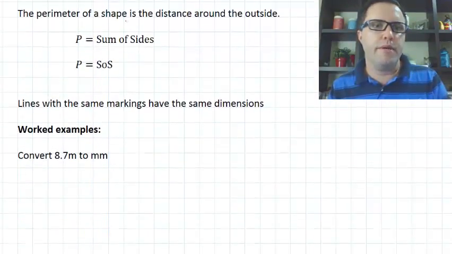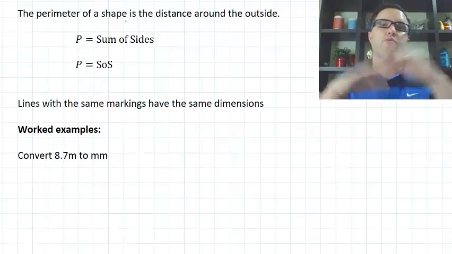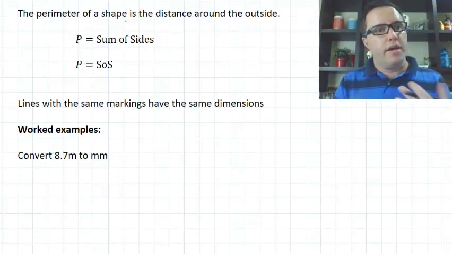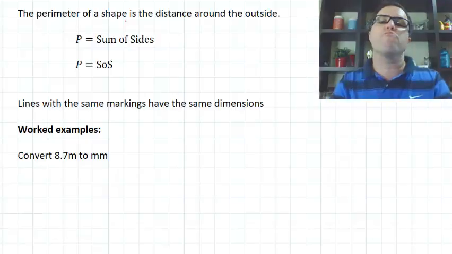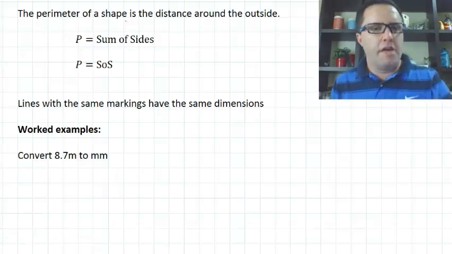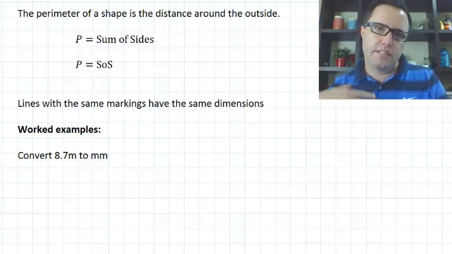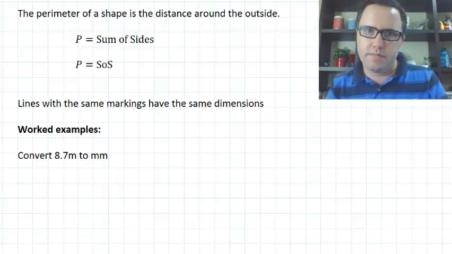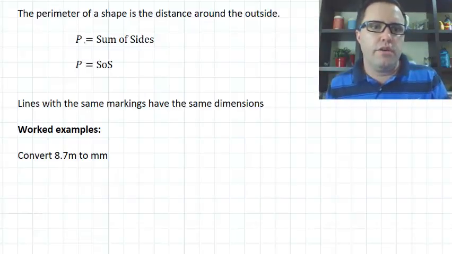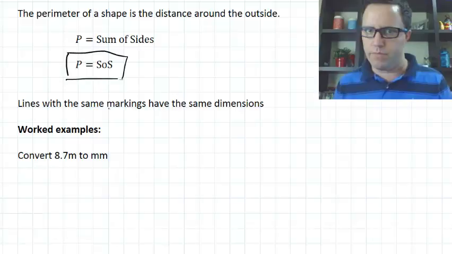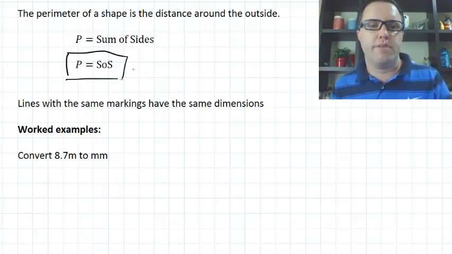All right, so the perimeter of some shape is the distance around the outside. Peri is the Greek prefix for around, and meter is the measurement, so it's the around measurement of some shape. In this unit, because we're going to be using formulas, you need to state the formula before you start. You can write P for perimeter equals sum of sides if you want, but I'm quite happy for you to write just SOS and I'll understand what you mean, okay? So that's our formula for our perimeter.